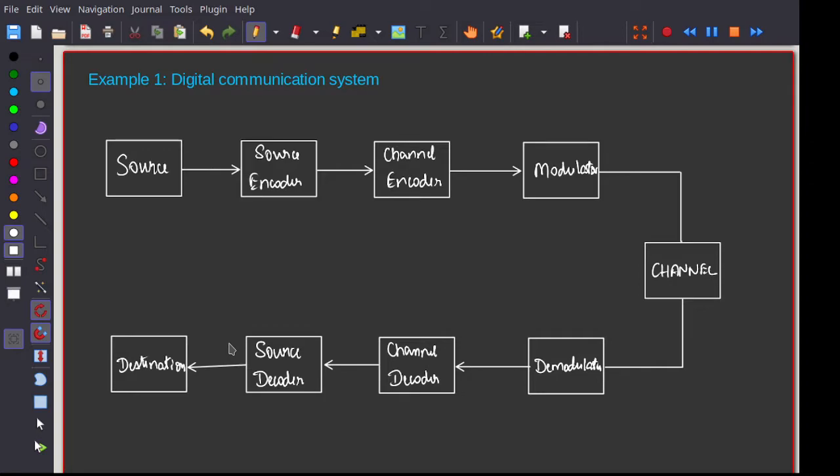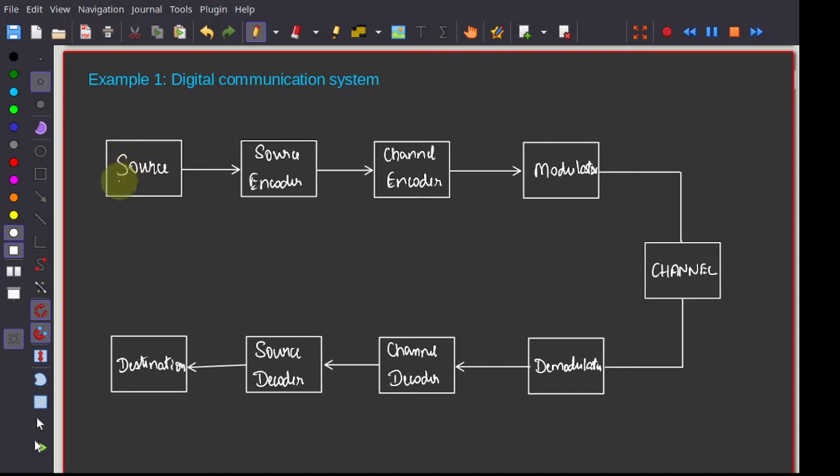So if you look at a typical block diagram of a digital communication system, this is what it would look like. There's typically a source, right? The source could be either your voice signal, or some data that you want to transmit over the internet, or an image or an audio file, anything of that sort.